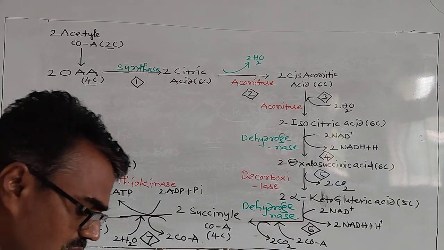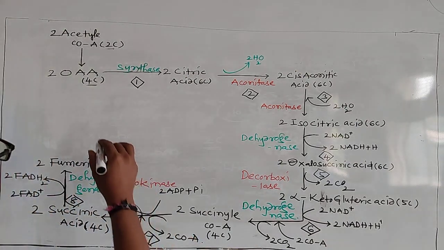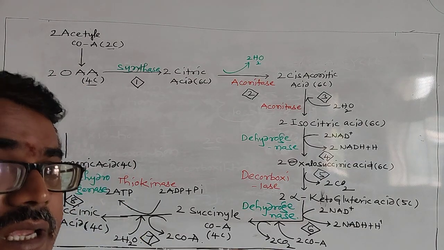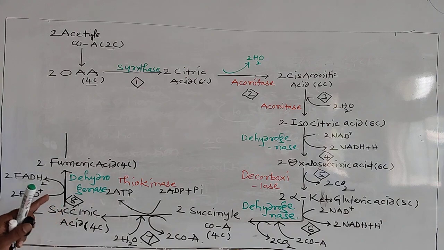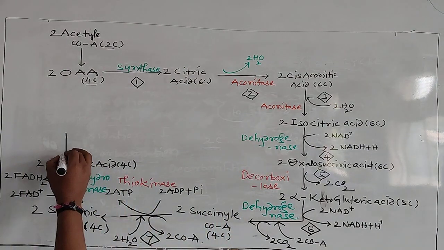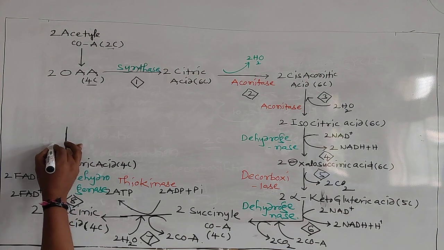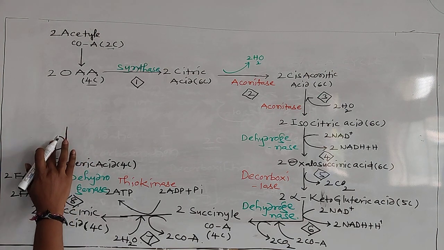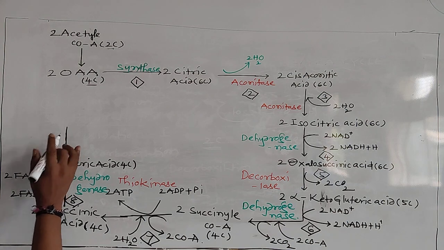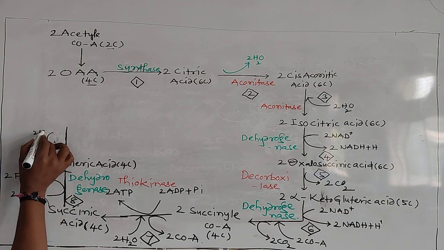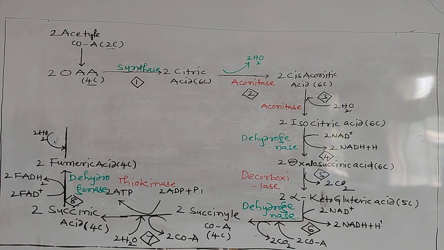Next, the 9th chemical reaction in the Krebs cycle. That is hydration. What is that? Hydration means 2 moles of water are added.